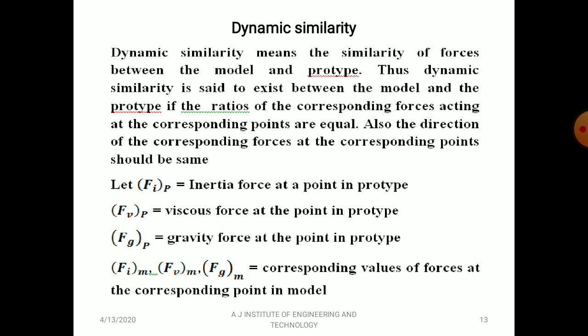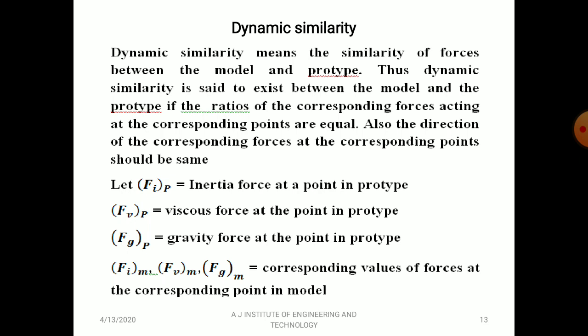Let us consider the case below. Let FIP be the inertia force at a point in a prototype, where I stands for inertia and P for prototype. FVP is the viscous force at the point in the prototype, V standing for viscous. FGP is the gravity force at a point in the prototype. Similarly FIM, FVM and FGM are the corresponding values of force at the corresponding point in the model, where M stands for model. So the ratios of corresponding forces acting at the corresponding points are equal.